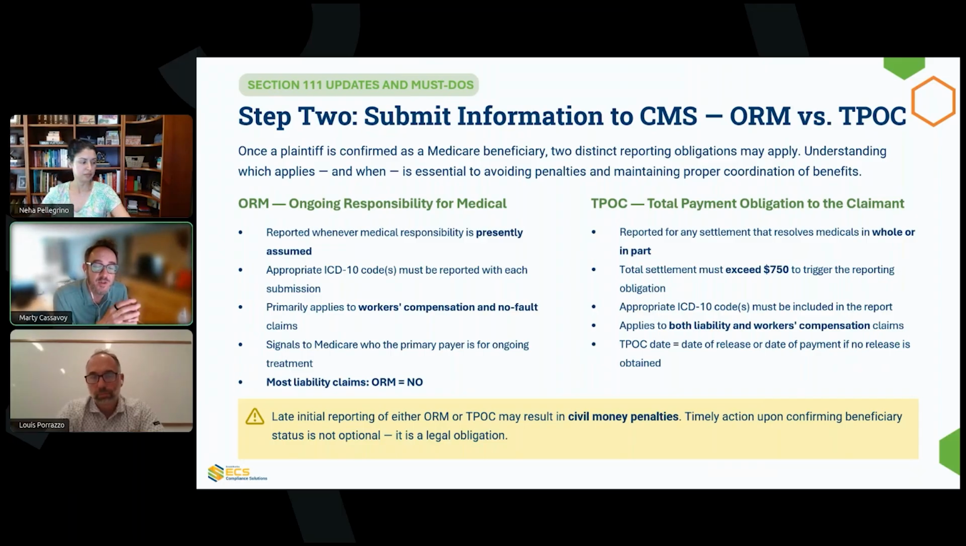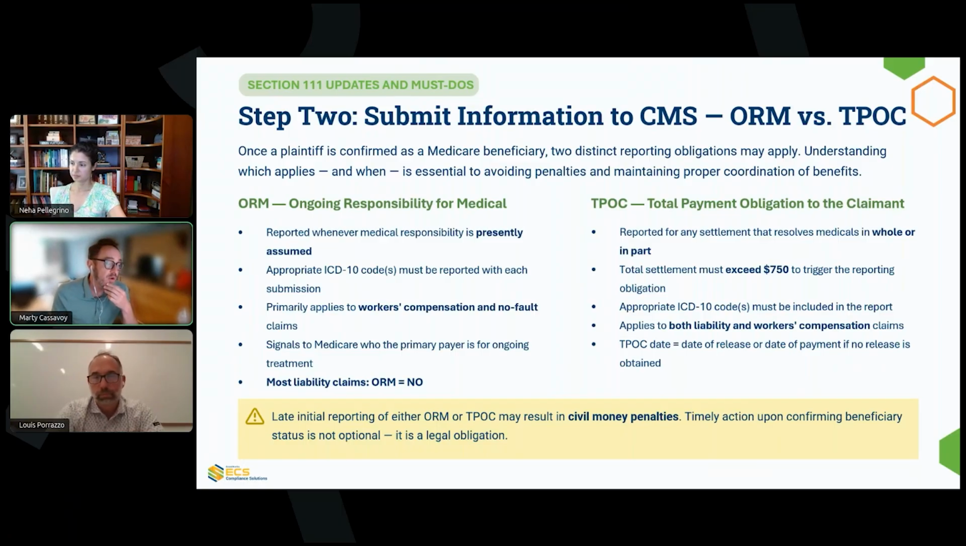It's going to apply both in liability and comp cases. It's going to rarely apply in no-fault cases. And you're also going to report the date and then the amount, right? It's important to understand, too, that the TPOC date is typically, in a liability case, the date that the release is signed. If there's no release, for whatever reason, it's the date of payment.